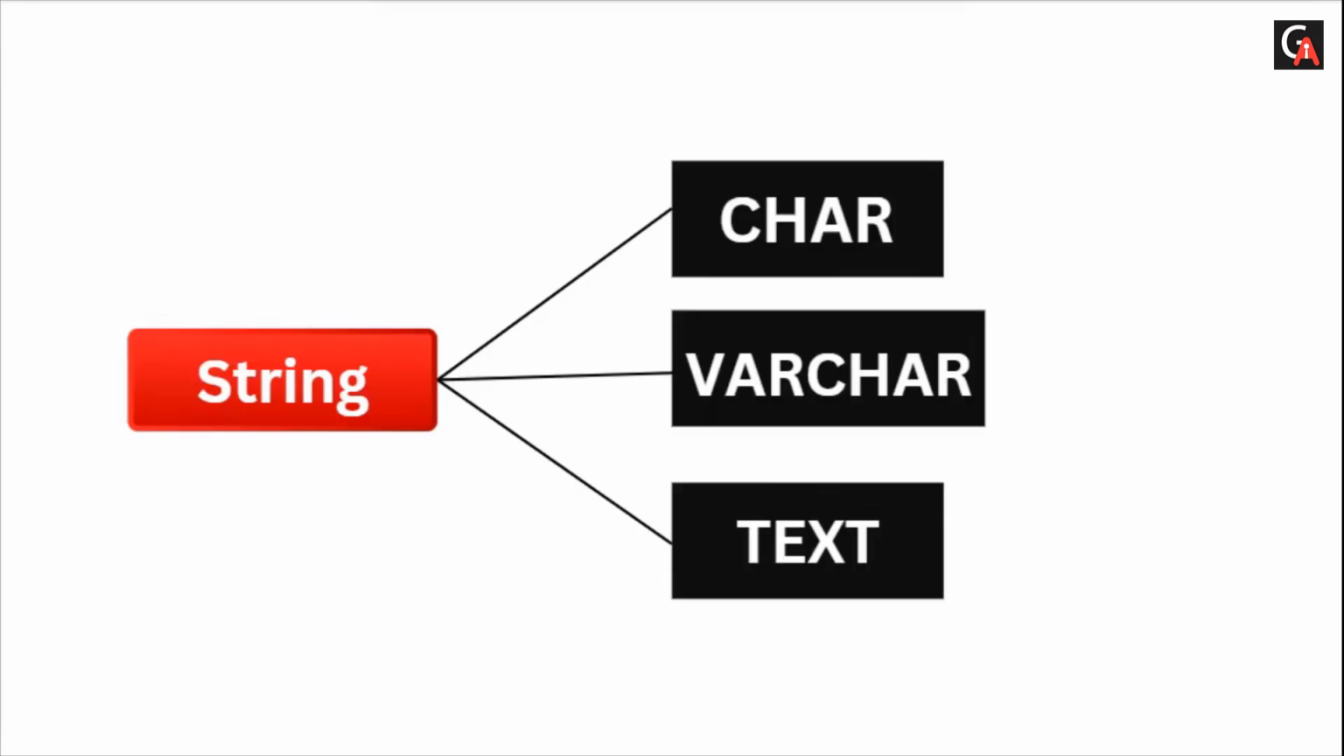Second, we have string. String is a sequence of characters. There are three subcategories in string data type. First, char. It always allocates the specified length, padding with spaces, used for fixed length codes like state abbreviations. Second, varchar. It stores only the actual characters plus a length byte, good for names, addresses, etc. It has a limit of 255 characters.